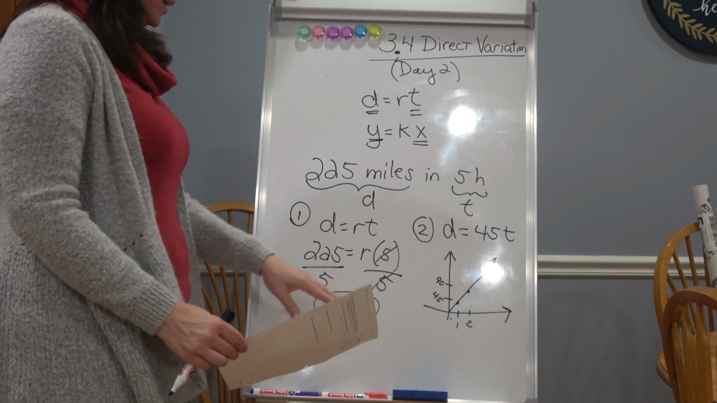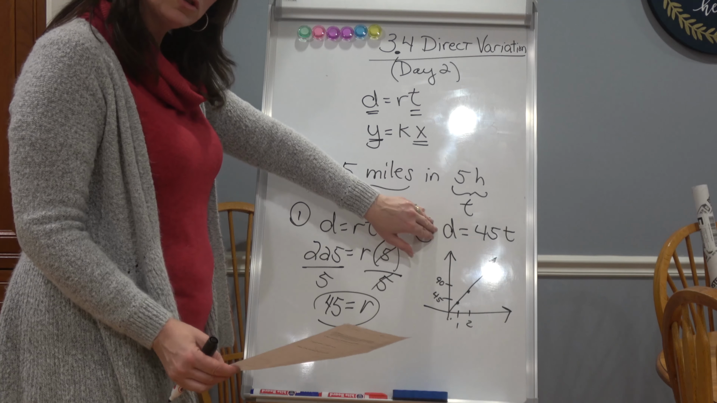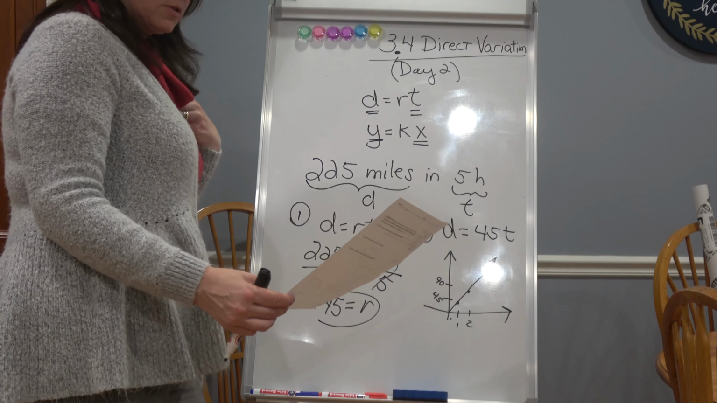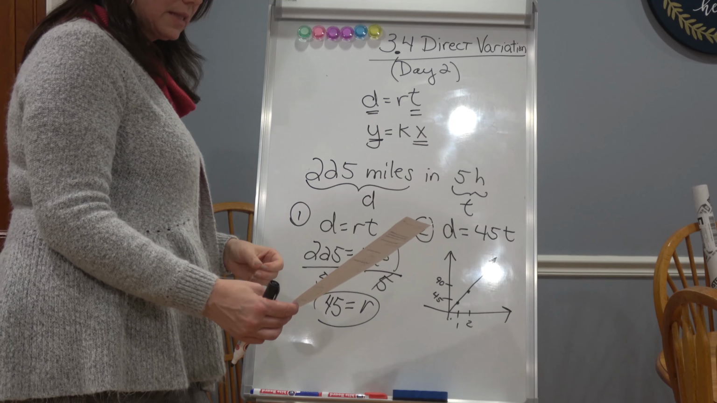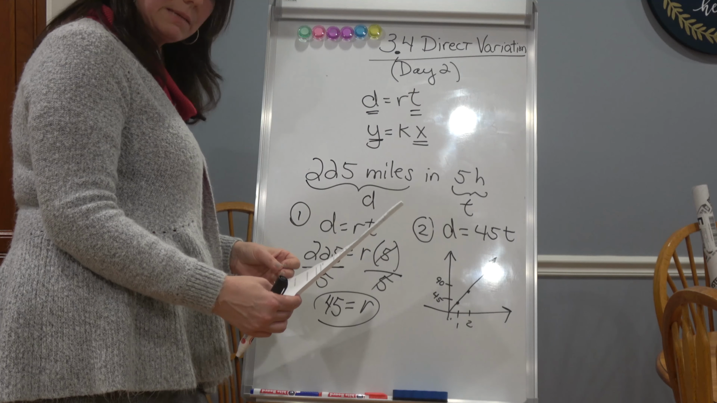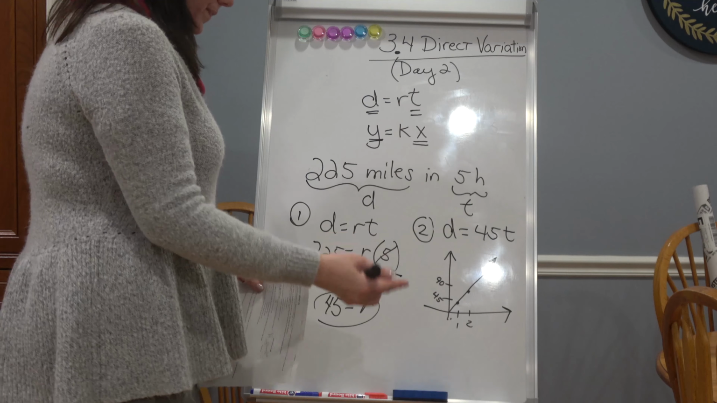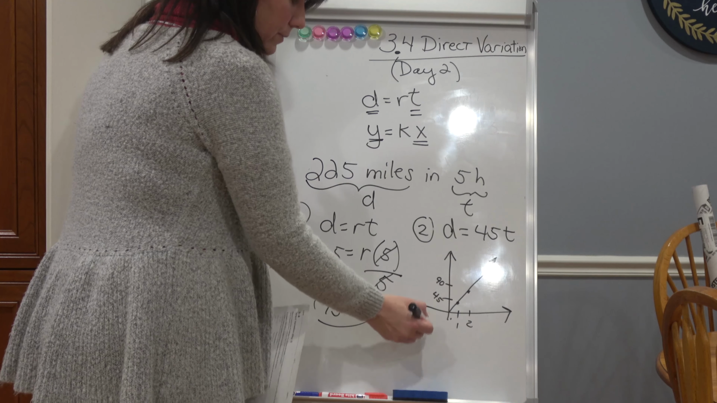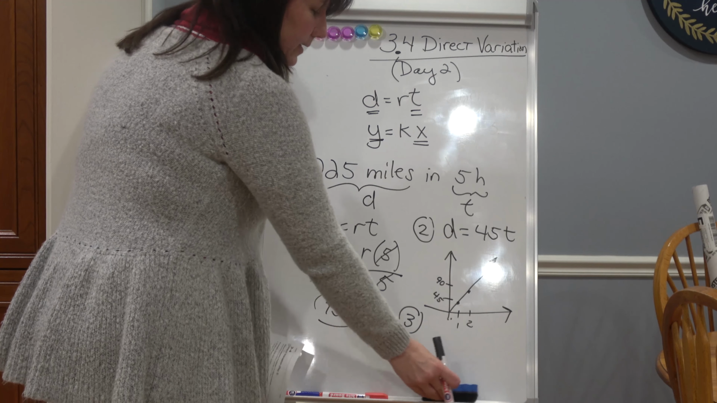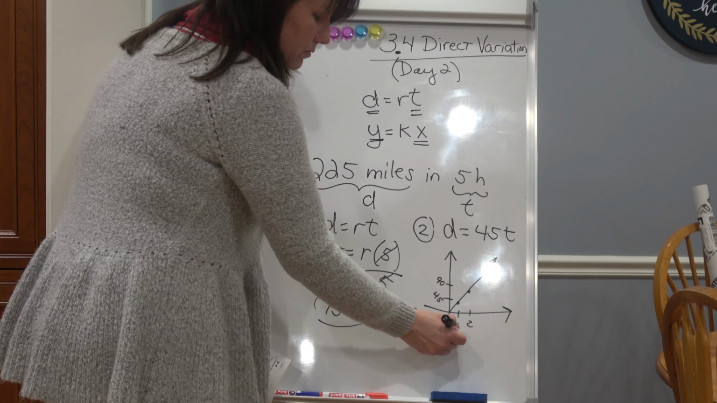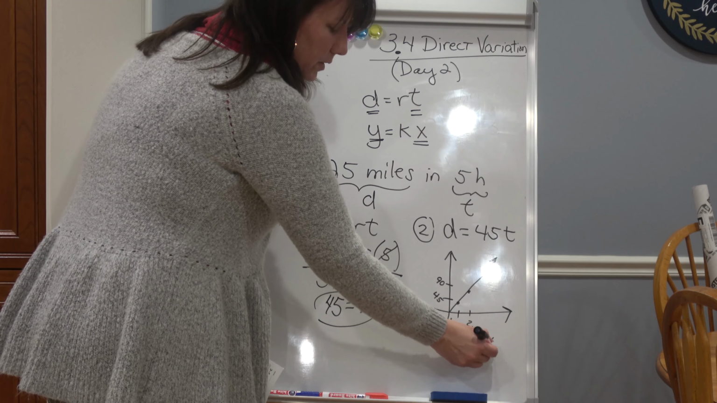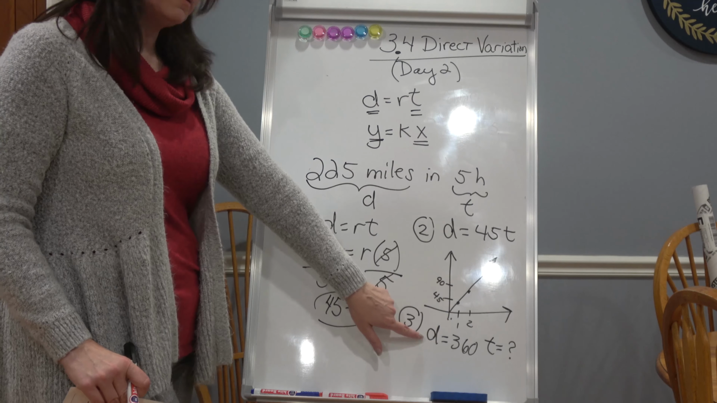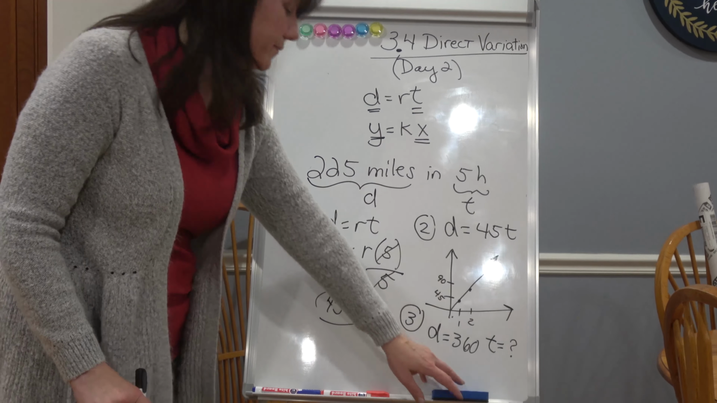So, once you have the equation, just like the previous problems, you can use the equation to then find out other information. So it says, estimate how many hours it would take the family to drive 360 miles. Well, now that we have this equation, if we want to figure that out, we can just say, if we know that D equals 360, we're looking for T.